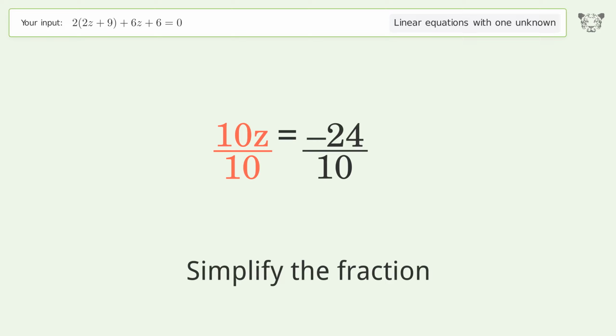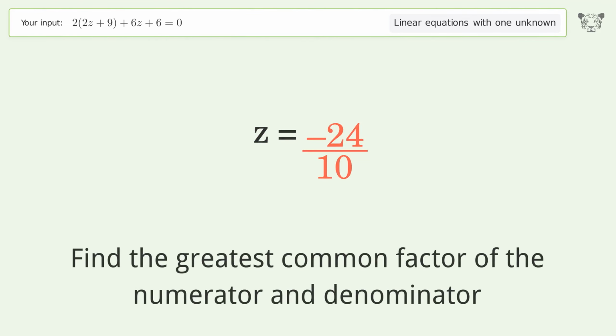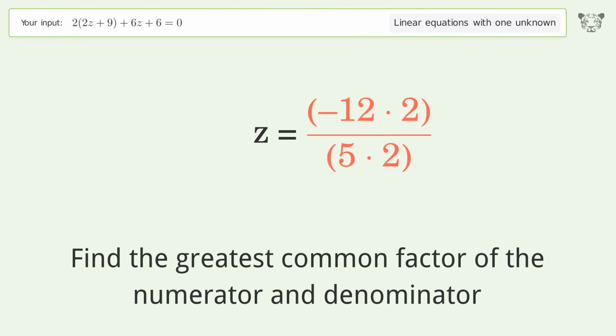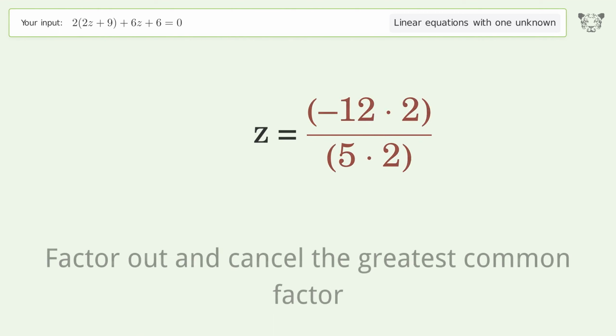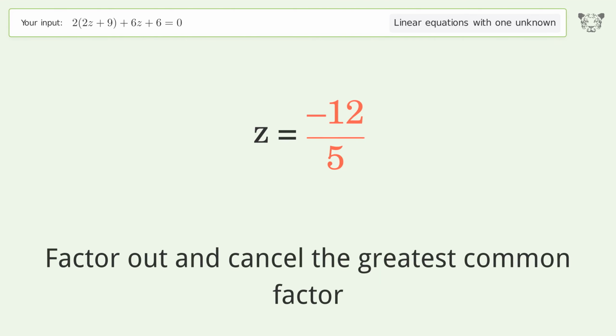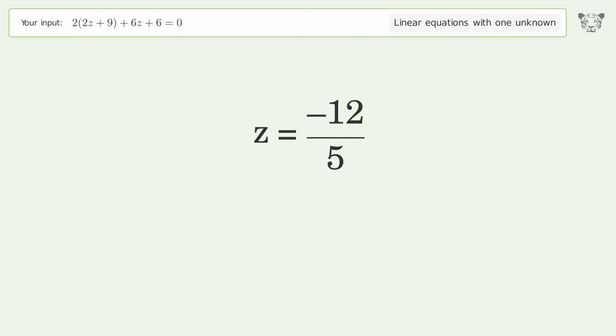Simplify the fraction. Find the greatest common factor of the numerator and denominator. Factor out and cancel the greatest common factor. And so the final result is z equals -12/5.